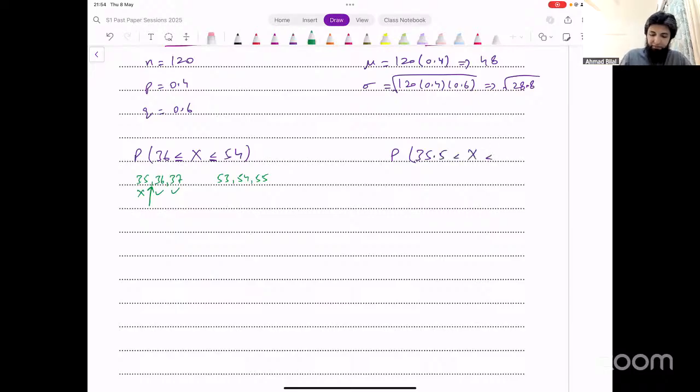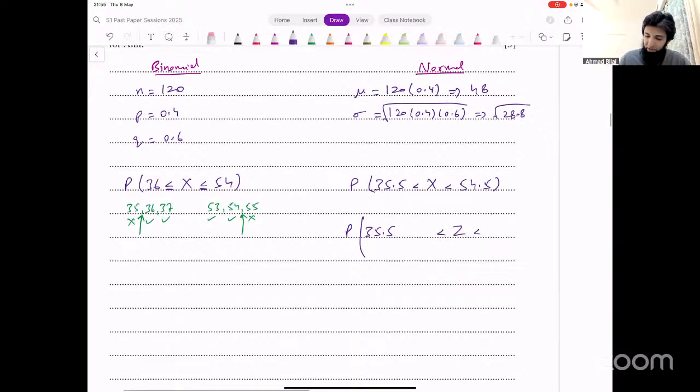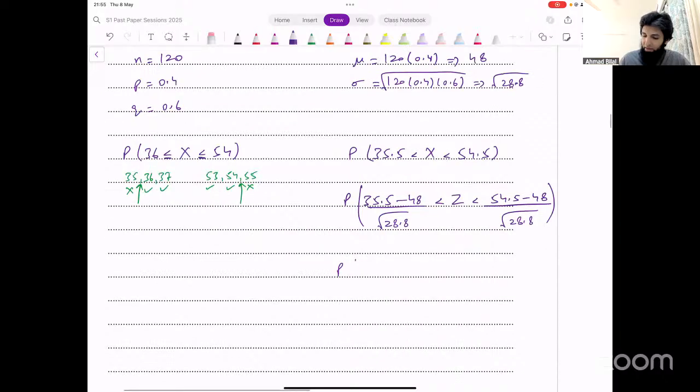On the other side, is 53 included? Yes. 54? Yes. 55? No. This is where the decision is changing, so we have 54.5 here. This is the probability that you want to find out in normal distribution now. And now we do it like we normally do for normal distribution, convert it to Z first of all. So it becomes Z between 35.5 minus the mean value. What was the mean value? Mean was 48, minus 48, divided by sigma, that is square root of 28.8. And 54.5 minus 48 divided by square root of 28.8. You can see what these values turn out to be. And then think of the normal distribution curve to figure out how to find that area.